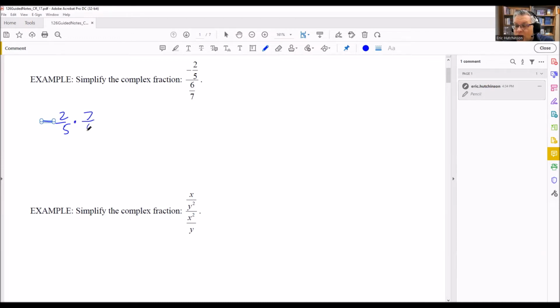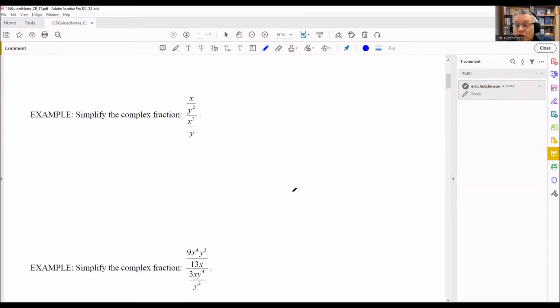That would be 7/6. And you can cross reduce if you want. 2 divided by 2 is 1. 6 divided by 2 is 3. Then we're going to multiply across the top, across the bottom. So we got a -7. And the bottom, 5 times 3 is going to be 15. So your answer is -7/15. That would be fully reduced.